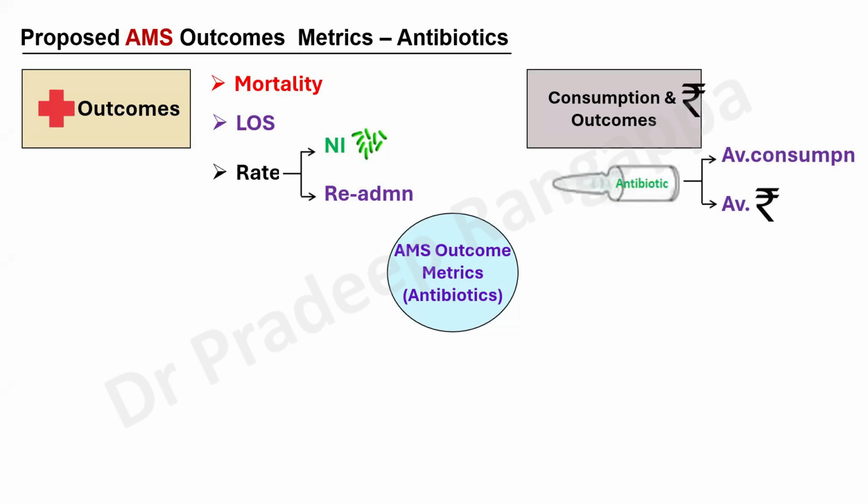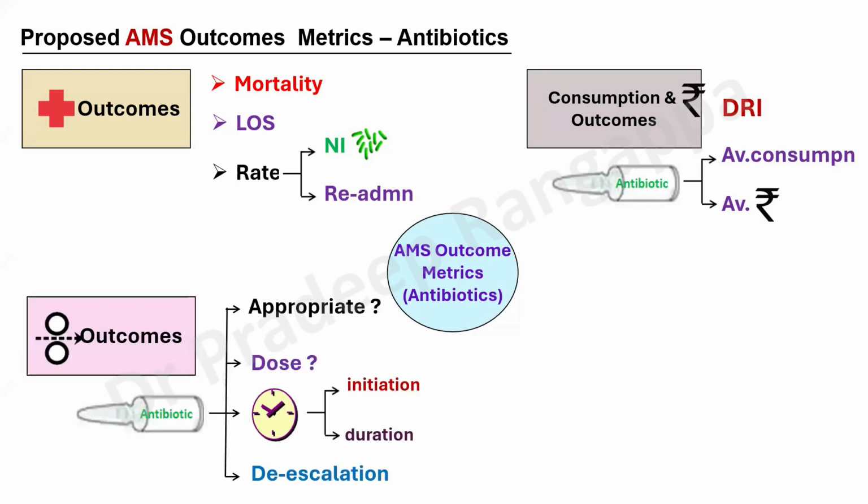And the second broad category of metric is to audit average consumption of antibiotics and the average cost after incorporating antimicrobial stewardship, whether there has been change in the average consumption or average cost, and look at the drug resistant index. And the third dimension is looking at the process, whether there was appropriate usage, whether appropriate doses were used, whether the duration of antibiotic used was right, and whether de-escalation was done. So this is a process outcome metric.